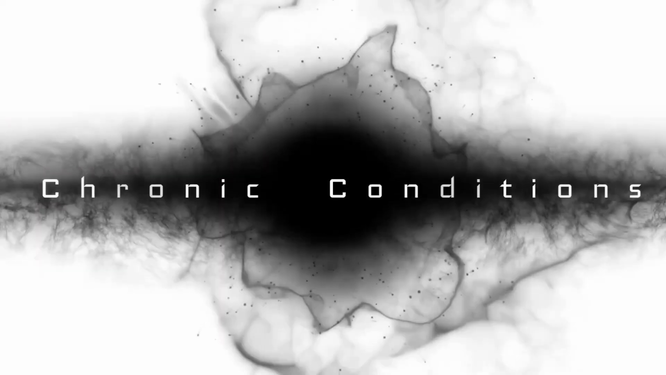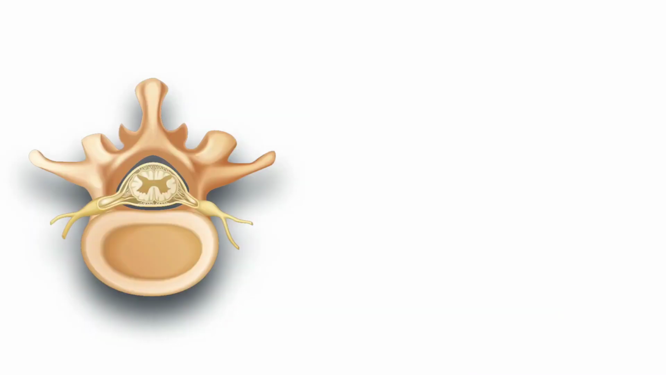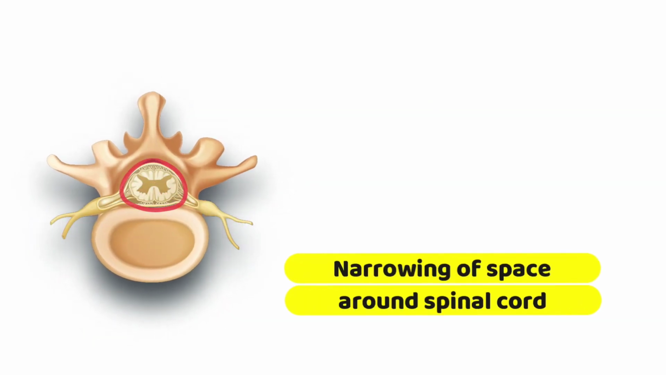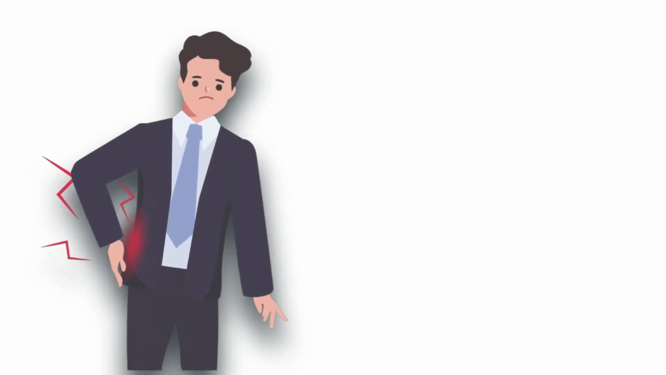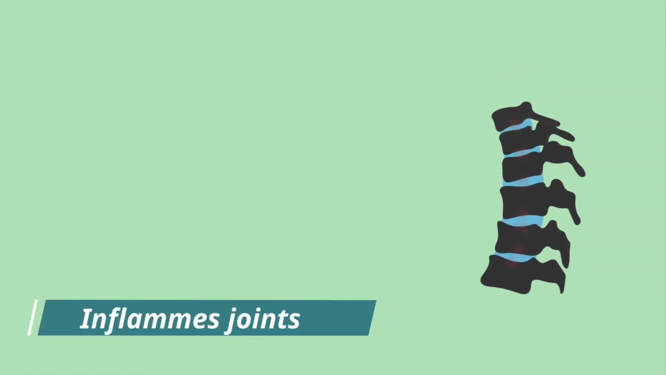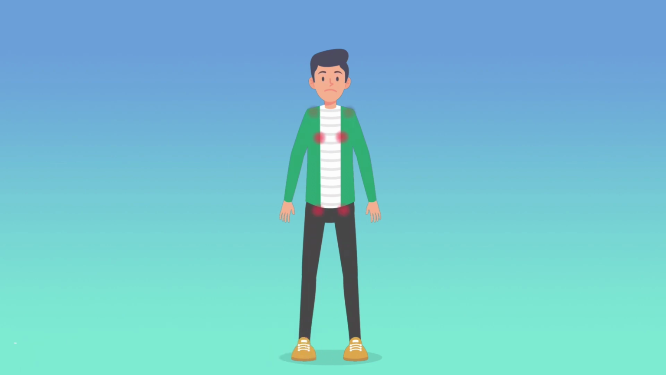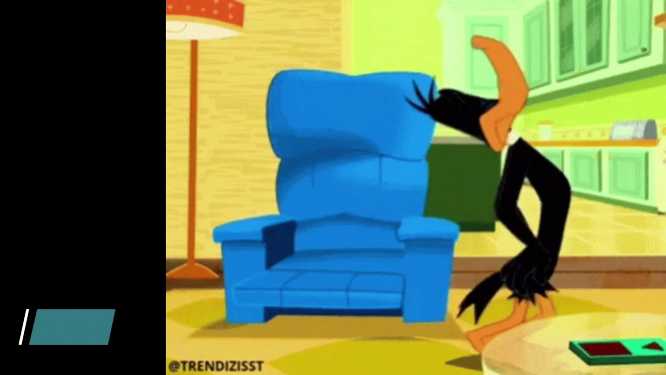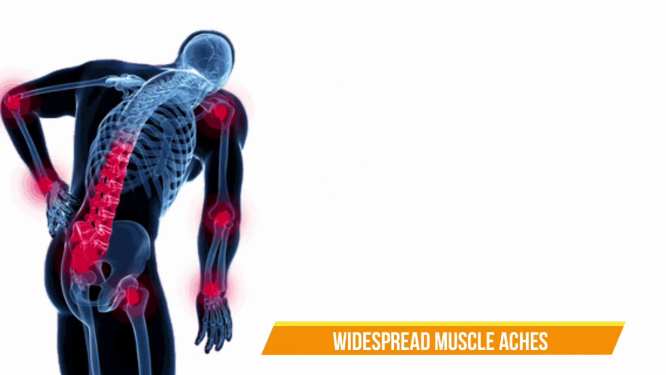There are several chronic conditions that may cause back pain, and these include, first, spinal stenosis. Spinal stenosis is a narrowing of the space around the spinal cord, and this can put pressure on the spinal nerves, which will lead to back pain. Second is ankylosing spondylitis. Ankylosing spondylitis inflames the joints of the spine and sometimes the shoulders, hips, ribs, and other areas as well. It causes chronic back pain and stiffness, and in serious cases, spinal vertebrae start to fuse. That is, they start to grow together. Third is fibromyalgia, which causes widespread muscle aches, including back pain.